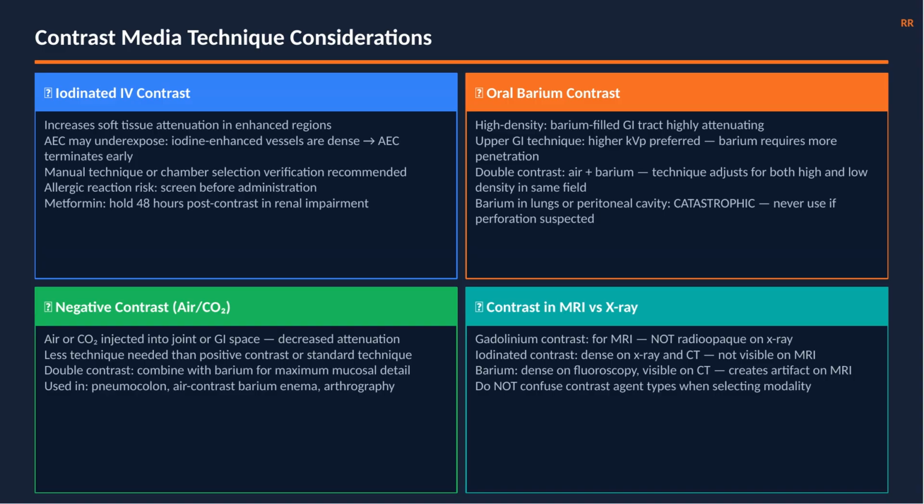Negative contrast, air or carbon dioxide. Reduced attenuation compared to surrounding tissue. Less technique needed than positive contrast. Used in double contrast studies for maximum mucosal detail.